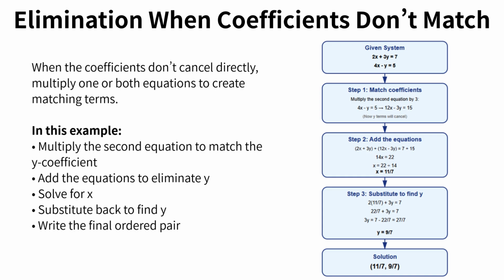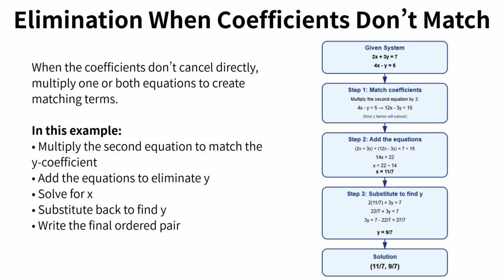When we combine 2x plus 3y with 12x minus 3y, the y terms cancel completely. On the right side, we add 7 and 15 to get 22. This leaves us with the simpler equation, 14x equals 22. Dividing both sides by 14 gives x equals 11/7.